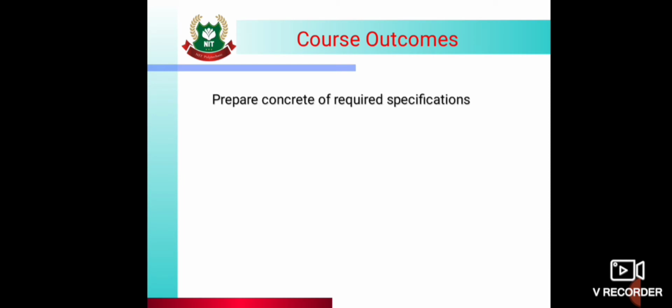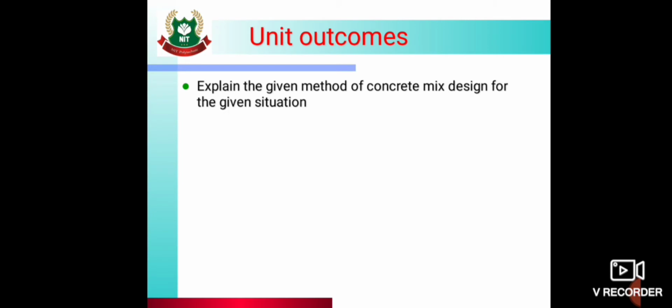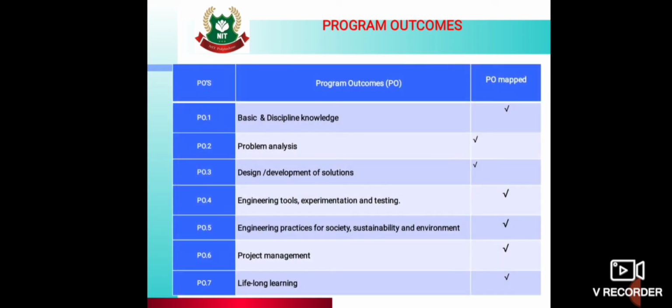Then course outcome. So from this topic we'll see how to prepare concrete of required specifications. Then unit outcome: we can explain the given method of concrete mix design for the given situation. Then the program outcomes mapped here are basic and discipline knowledge, problem analysis, design and development of solutions, engineering tools, experimentation and testing, engineering practices for society, sustainability and environment, project management, and lifelong learning.